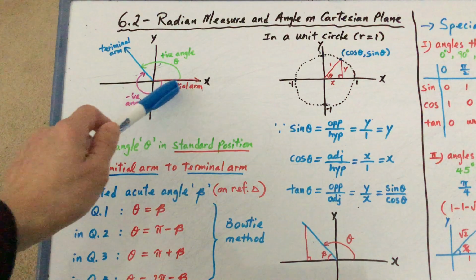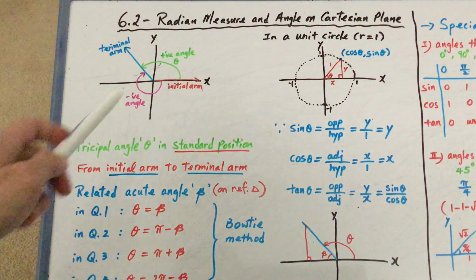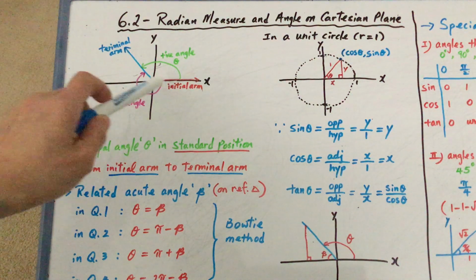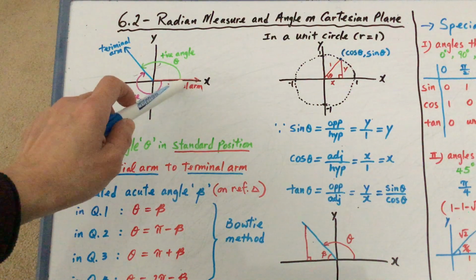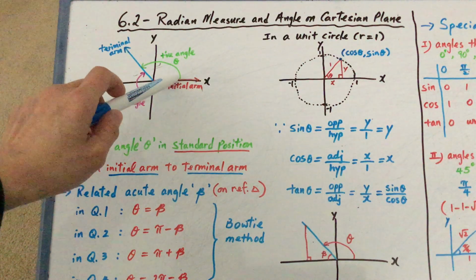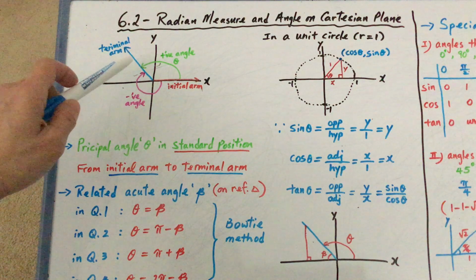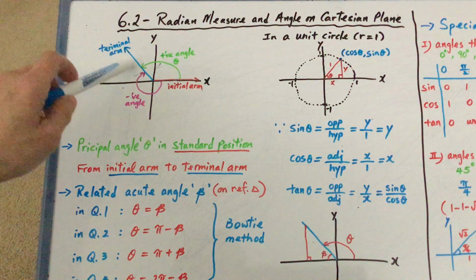we all start from the initial arm. So all angles that we draw all have to start from the initial arm, and the initial arm basically is on the position where the x-axis is. Okay, we always start drawing the angles from this initial position and stop at the terminal arm. Okay, so this is the terminal arm.